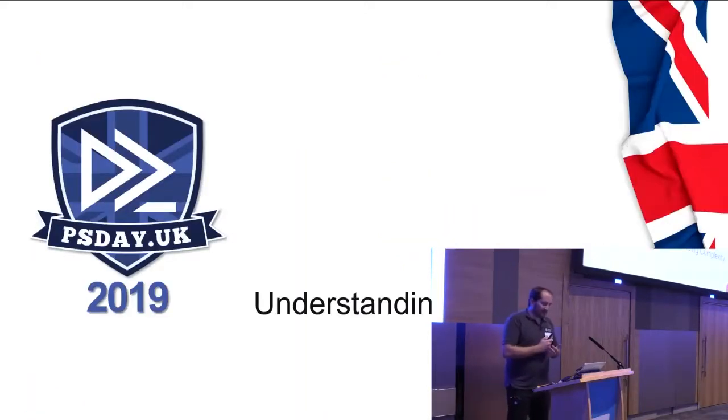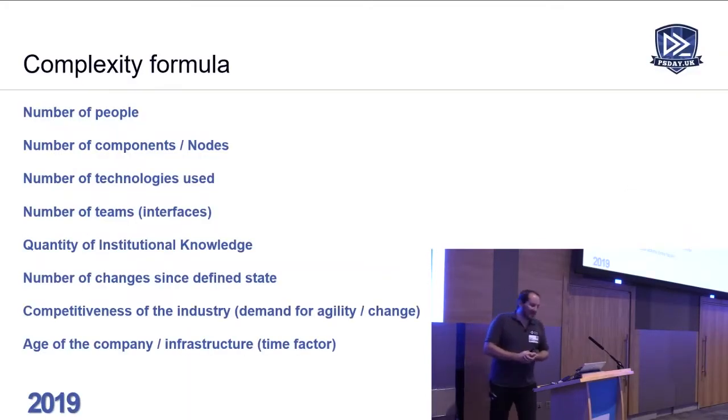Very important. Oh yeah, understanding complexity. I really need to go faster now. Complexity is a very complex problem, right? I just have a dirty mental model, which is about a formula. So think about it. It's about the number of people, the number of components or nodes you have in your infrastructure, the number of technologies used, the number of teams, because each team needs to communicate, and you can think about an interface between one team and another.